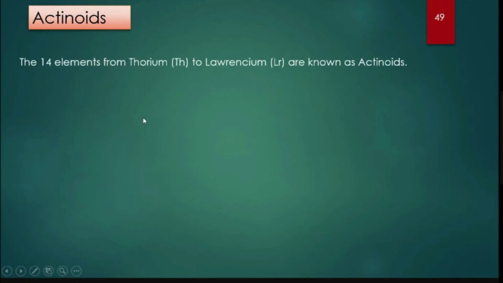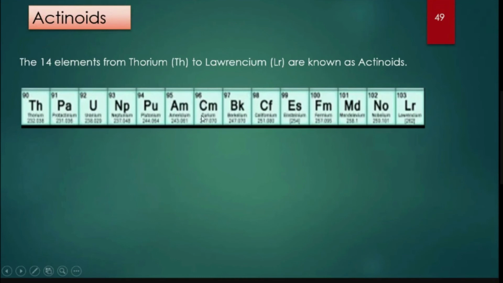Next, the topic is actinoids. That is the second series of f block elements. The 14 elements from thorium to lawrencium are known as actinoids. So it starts from thorium, followed by protactinium, uranium, neptunium, plutonium, americium, then curium, berkelium, californium, einsteinium, fermium, mendelevium, nobelium, and lawrencium. These are the 14 elements present in the actinoid series.